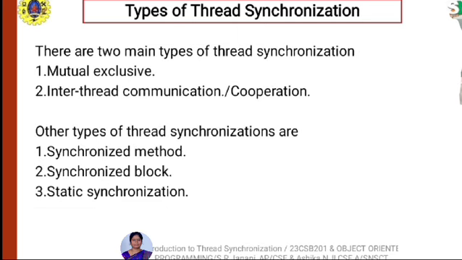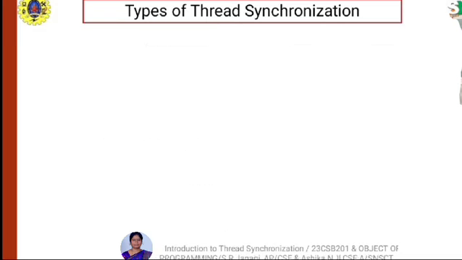There are two main types of thread synchronization: mutual exclusion and inter-thread communication. Inter-thread communication is also known as cooperation. Other types of thread synchronization are synchronized method, synchronized block, and static synchronization.